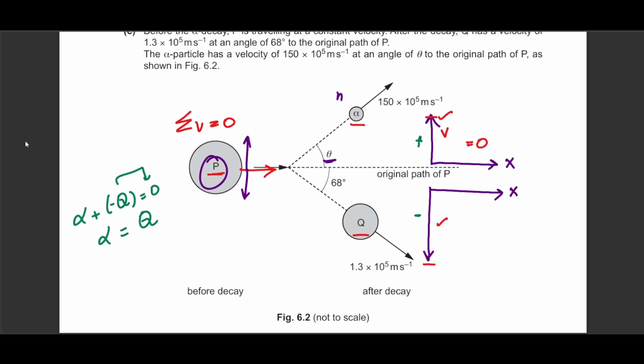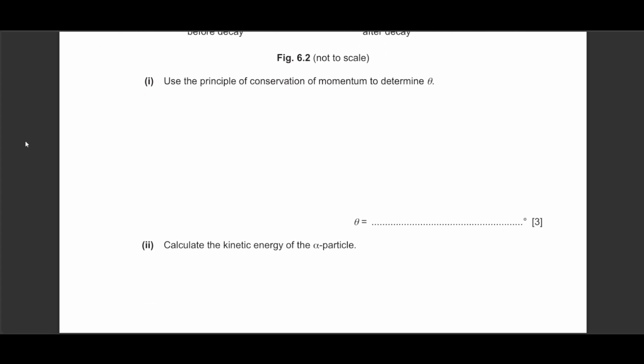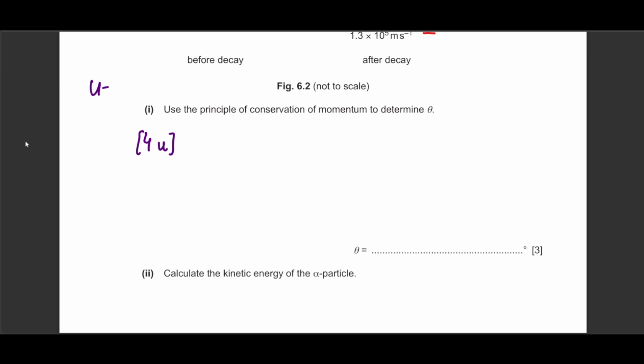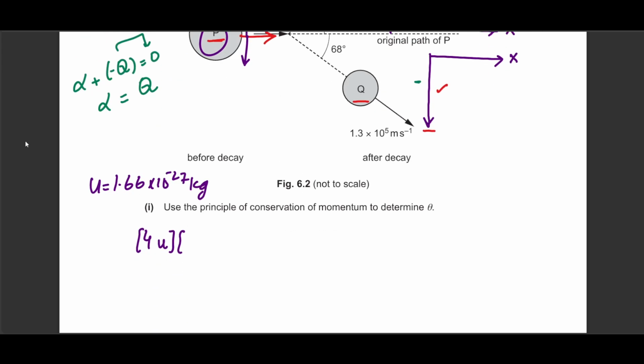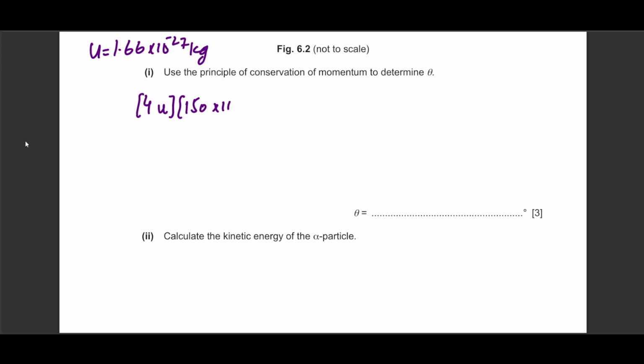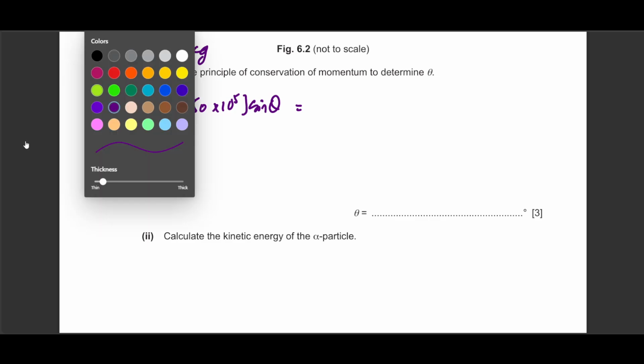So since we're using momentum, this will be mass times velocity. And since it's the vertical component, this is actually the sine theta of the situation. So since we're dealing with alpha, this will be 4 times u, the atomic mass unit. And we understand that in the data booklet, u is 1.66 times 10 to the power minus 27 kg. Mass times velocity of the alpha particle, which is 150 times 10 to the power 5, and of course, with the component of sine theta, because we're considering the vertical components.